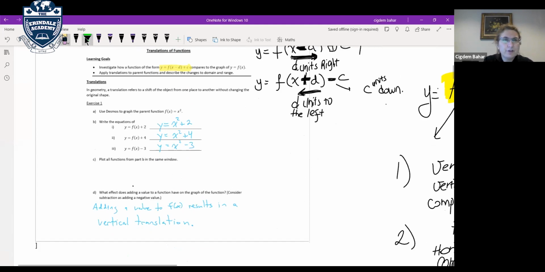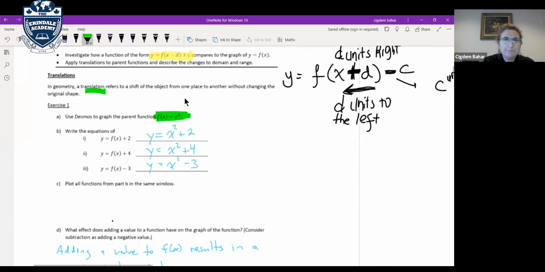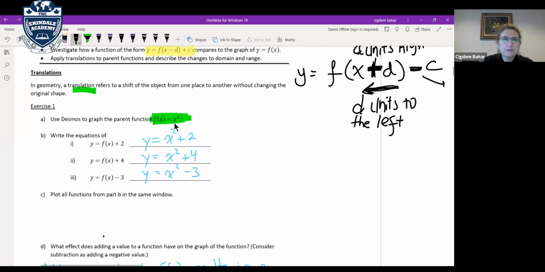In geometry, a translation refers to a shift of the object from one place to another without changing the original shape. So we are not changing, we are just translating to the right or to the left. If the original function is a parabola, this is a parabola when y is x squared, something like this.